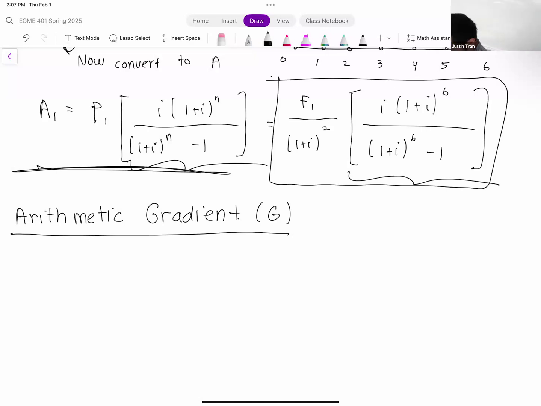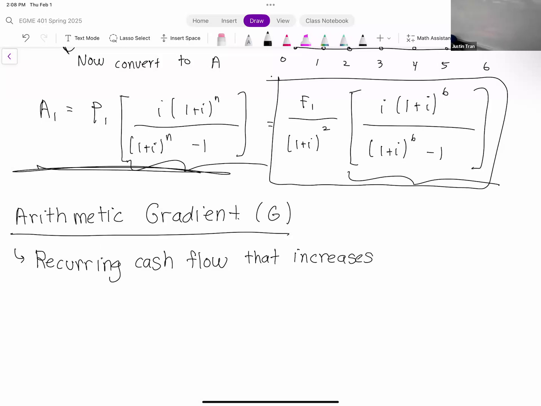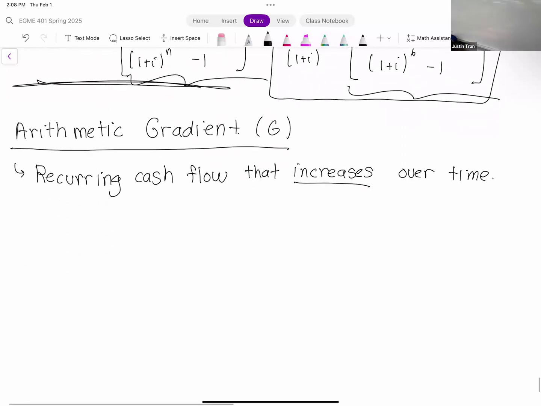The arithmetic gradient has the symbol G. Just like the uniform series, the arithmetic gradient is a recurring type of cash flow. The difference is that the amount that recurs is going to change. A uniform series is a recurring cash flow where the amount stays the same. An arithmetic gradient is going to change, and the way it changes is that it increases over time. Visually, it looks like this.